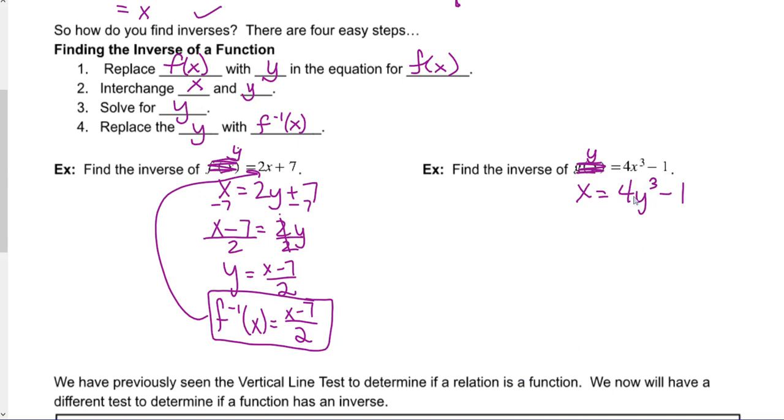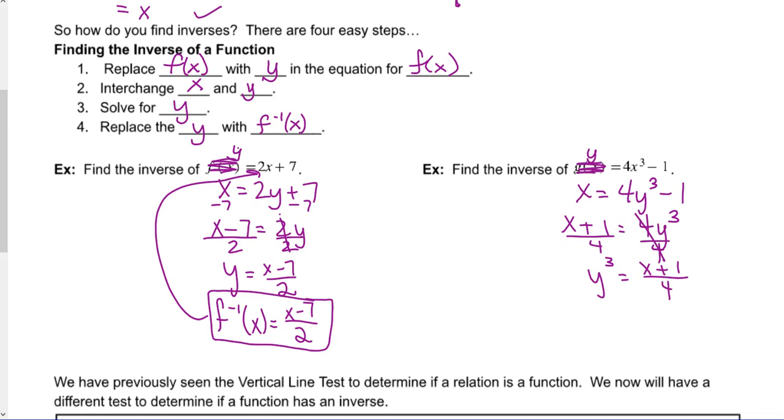Here's where y is. I need to get rid of this minus 1, so I'm going to add 1 over, which looks very similar to the last process. Then I'm going to get y by itself again by dividing by 4. So that goes away. Now instead of just having y this time, I have y cubed equals x plus 1 all over 4. So this gets to the idea of how do I undo that cube?